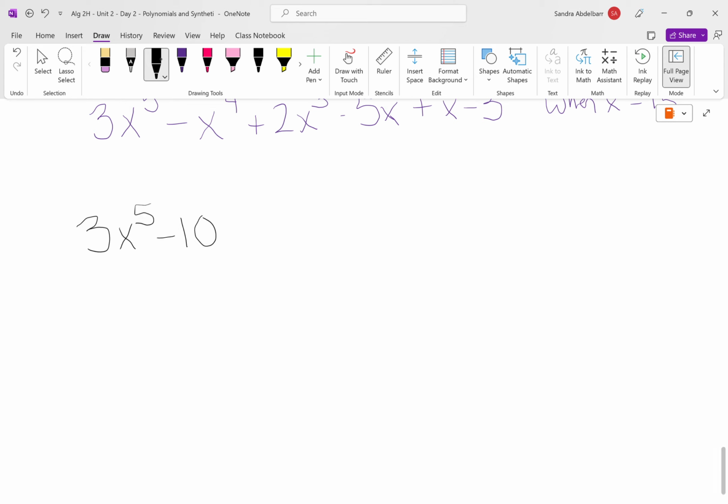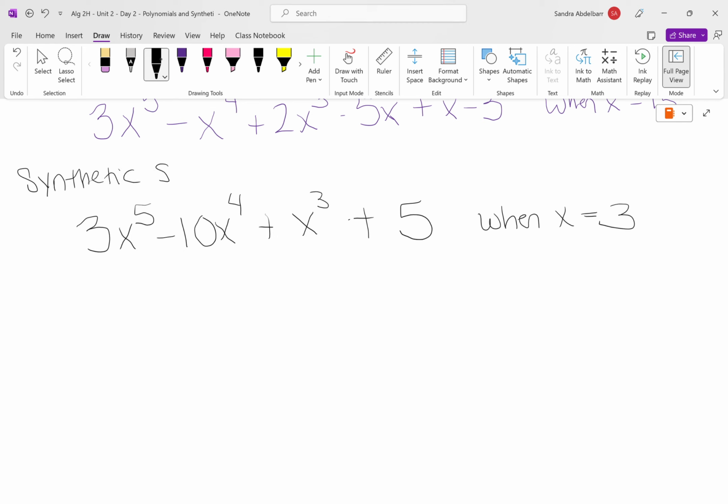All right, I'm not going to give you this one to try on your own. I'm going to give you a different one. Try this one on your own. 3x to the 5th minus 10x to the fourth plus x to the third minus, plus 5 when x is 3. And I want you to use synthetic.